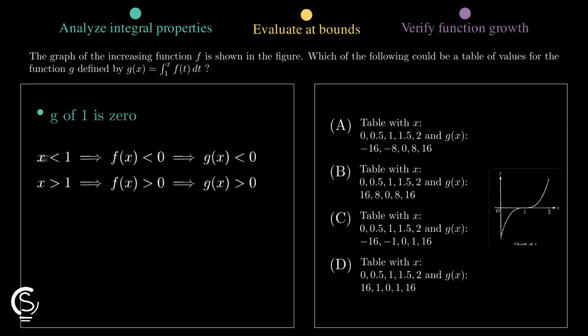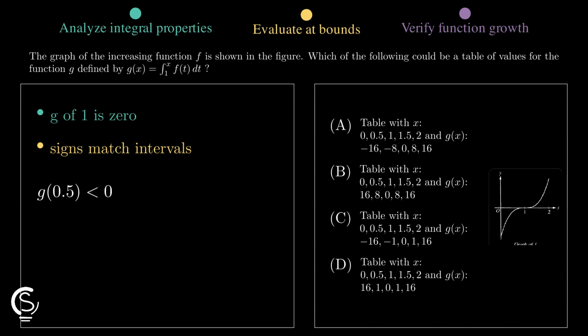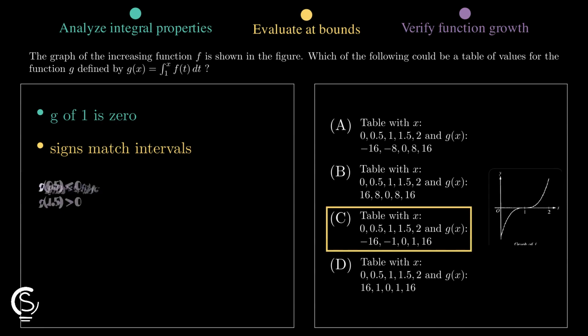Checking the signs against our options, only Table C provides negative values for x less than 1 and positive values for x greater than 1, matching the correct integral behavior.